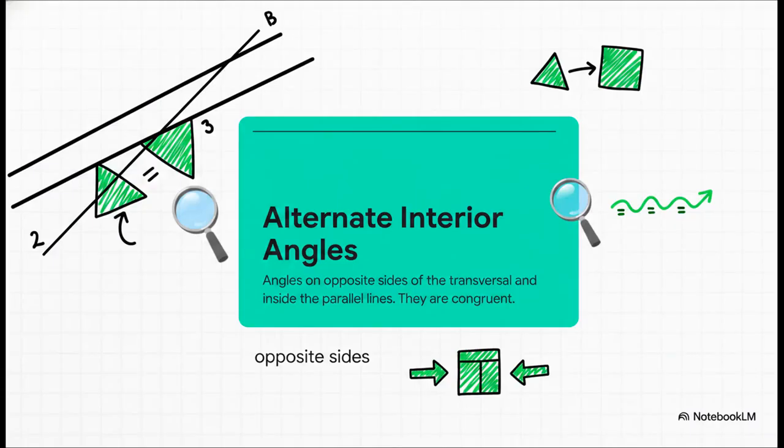Our first pair is called alternate interior angles. And you know what? The name is a total cheat sheet. Alternate means they're on opposite sides of the transversal. Interior means they're inside the parallel lines. And the rule? They are always congruent. They are always equal.